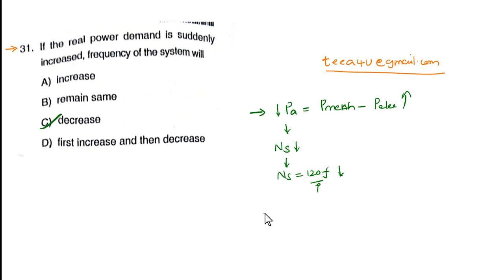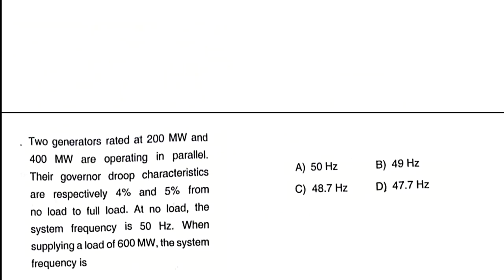The other way of explanation is that the kinetic energy stored in the rotor of the alternator is proportional to frequency square. If the real power demand increases, then the kinetic energy is going to decrease, so the frequency is going to decrease. So in both ways the answer is that the frequency is going to decrease. So let's move to the next question here.